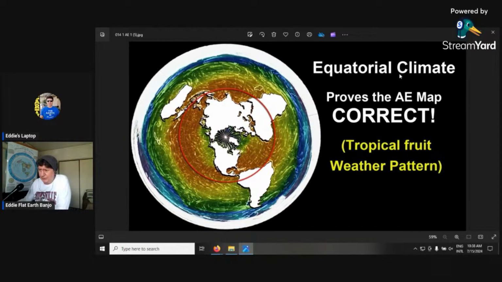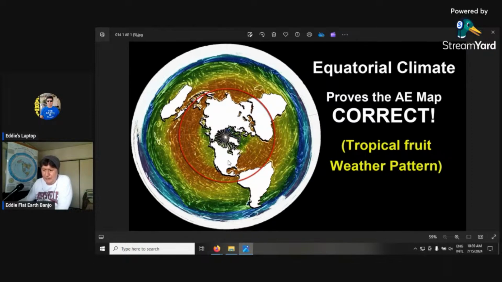Equatorial climate proves the map correct. Tropical fruit, and I shout out here to RV because he pointed this out. All the vegetation here, some trees, fruit trees that you can only have here. Like, my father is from this region right here in Brazil. Where do you have Brazil nuts? From here. Brazil nuts come from this region right here.